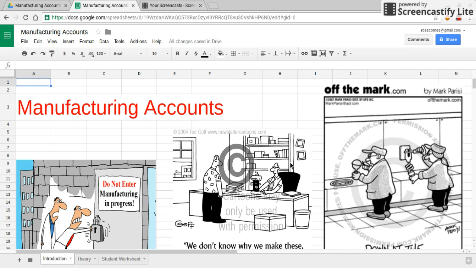Hi, welcome to podcast where I'm going to be looking at manufacturing accounts. There'll be two podcasts on this topic. The second one will look at how we adjust both the income statement and the statement of financial position.